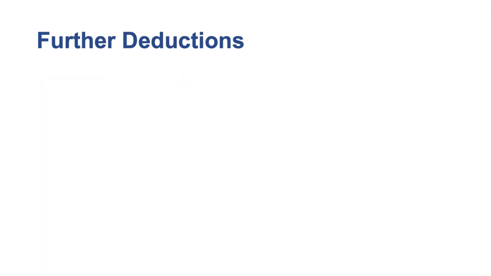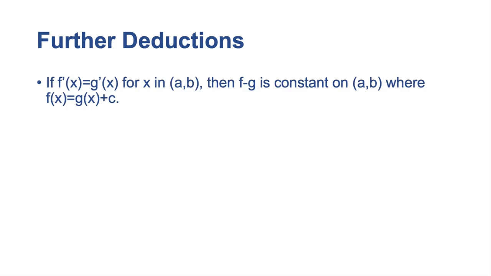Now we have some other ones. So this one says if f prime of x equals g prime of x for x in AB, then f minus g is a constant, where f of x equals g of x plus c. Okay, so that's saying that if my derivatives are the same, then if I have a function f and a function g, they're going to be the same function, just at different levels.